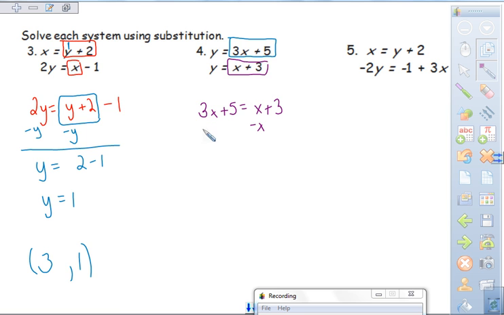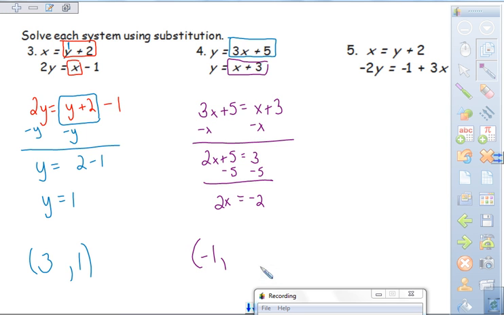And now I'm solving my equation. And I get 2x plus 5 equals 3. 2x equals negative 2. So x is equal to negative 1. And now I need to plug in to find my y value. So I could either plug that into the blue or the purple, but I think the purple is going to be easier. So -1 plus 3 is 2.